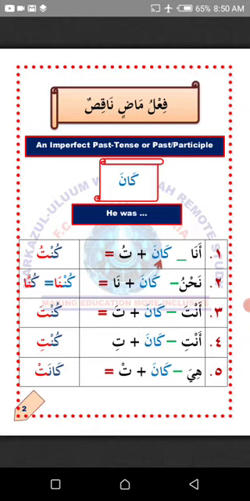Khamsa, number five, hiya, she. So how do we change the verb kana to suit hiya? All you need to do is to just attach ta'un carrying sukun to the last letter. The verb kana will now become kanat, which means she was.